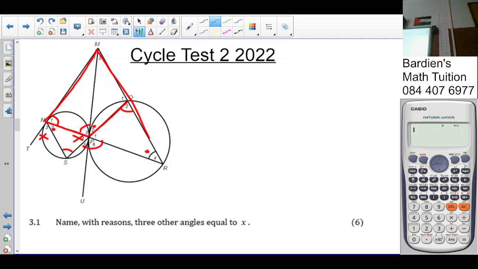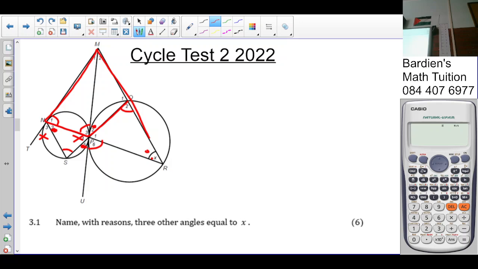Then we are told that NPR, RQM, and SPQ are straight lines. Let R equal X. The question says, name with reason three angles equal to X. If this is X, you see there's already a dot here. So P2 is X. P4, now what is this? P5 is vertically opposite X. And N2 is X. Three angles.